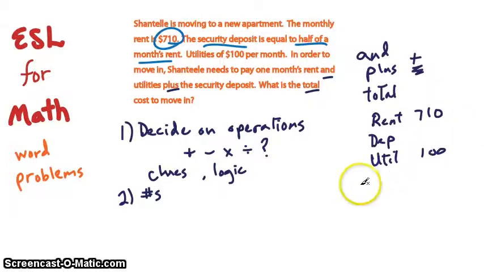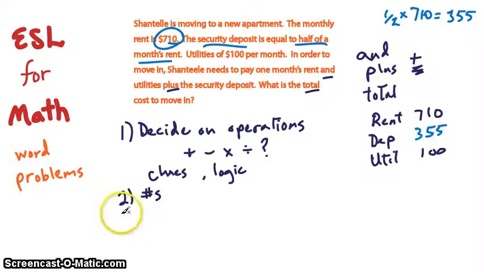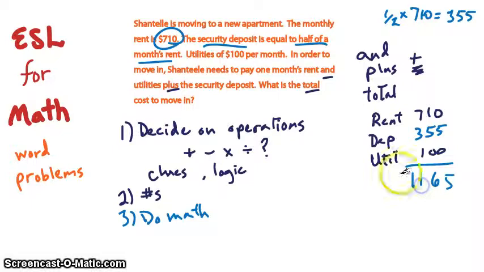So in order to figure this out, we say half of, and if you remember from an earlier video, of, it tells you that you're multiplying, half of a month's rent, which is 710. So half of 710, 355. So we're going to put that number in for the deposit. Now we need to actually do some math. This is usually the easy part of the problem. Once you've decided what operations and you found your numbers, doing the math on them is usually not that difficult. The answer that we get is 1165.